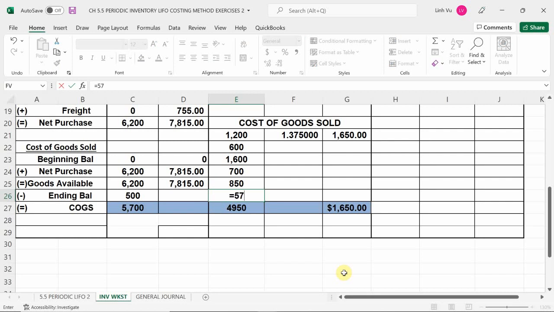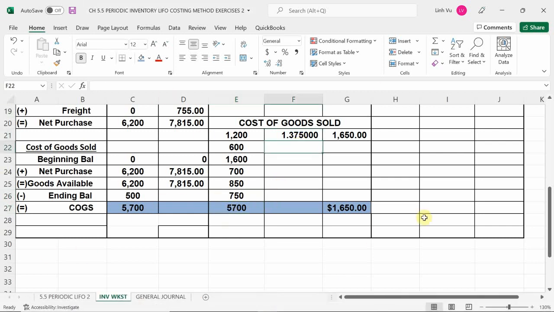Well, we could do our simple math here. 5,700 minus 4,950, right? How many more items do I need to sell from this very last batch of inventory? 750. 750 to get me exactly 5,700, right?